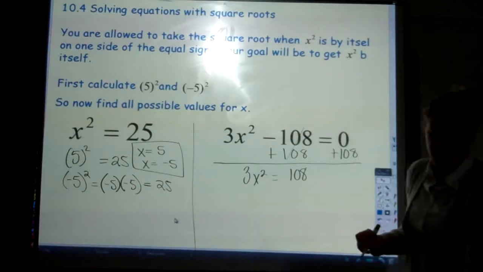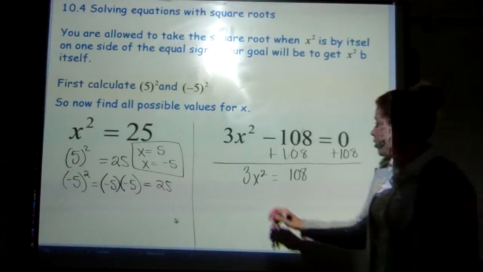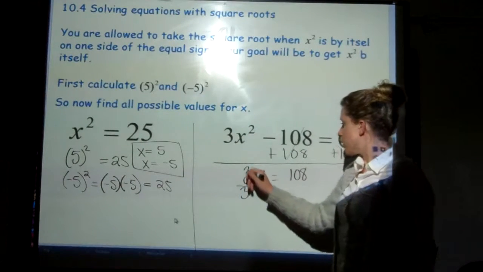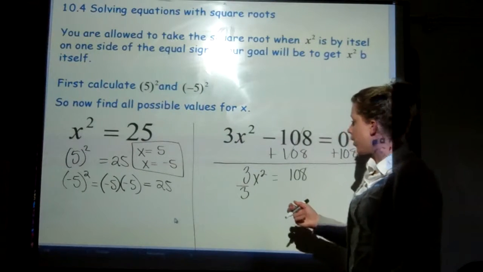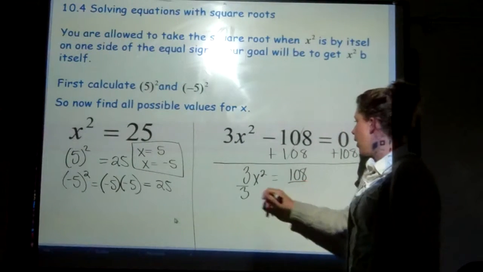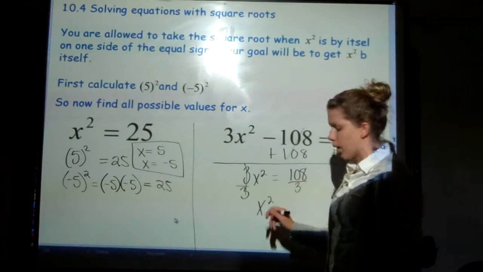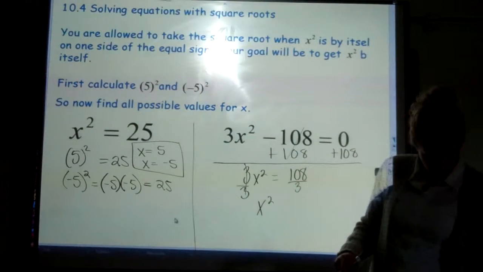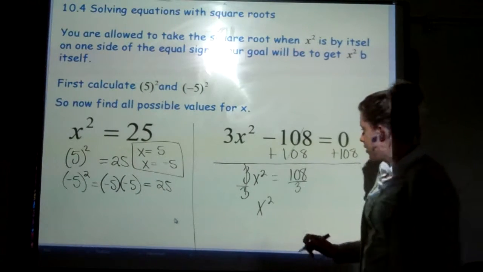Then our next step is to take the 3 and divide by 3, because 3 over 3 is 1. Essentially, you don't have to write the 1 in front of the x squared, so they cancel out. Divide this by 3, you get x squared equals, and then 108 divided by 3 is 36.